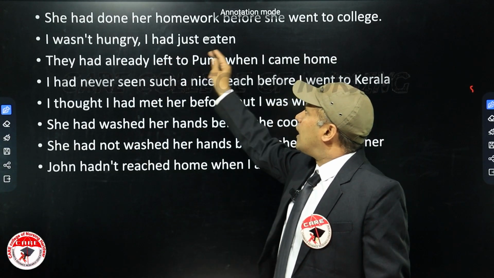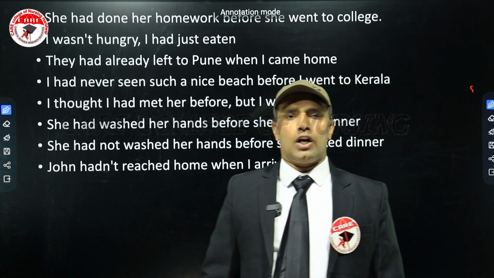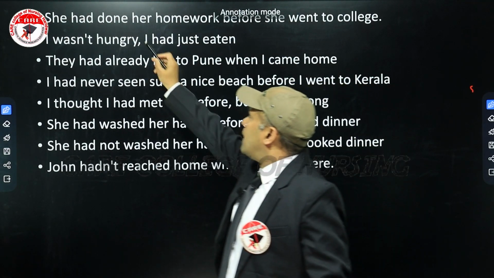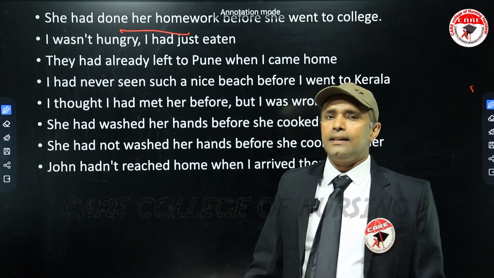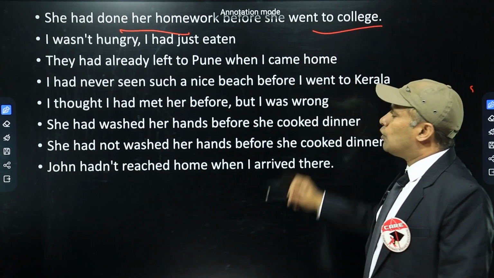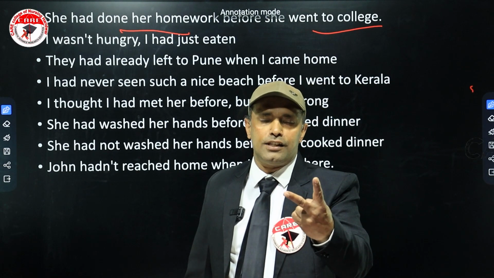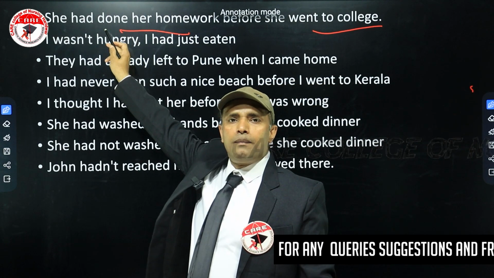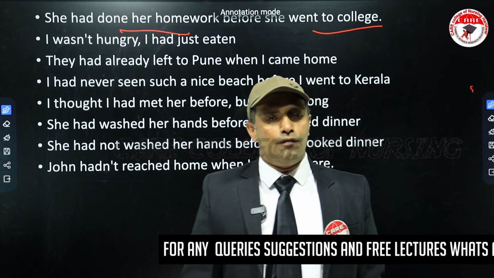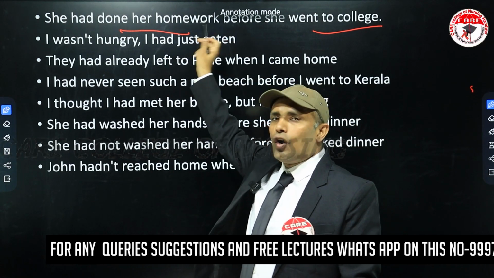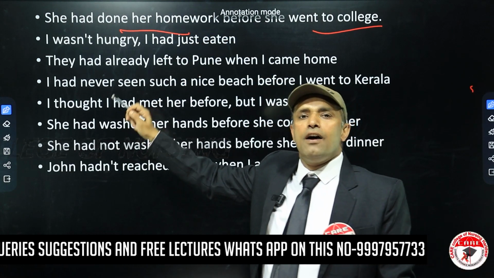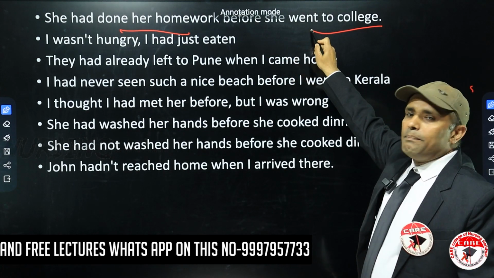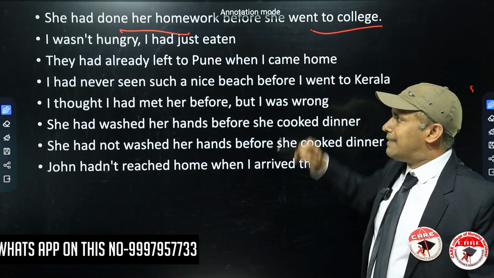She had done her homework before she went to college. Two actions are there. One, done the homework, then she went to college. दोनों past tense में है, but one happened before the other one. So what is the first verb? She had done the homework. So she had done the homework should be in past perfect tense, followed by simple past. She went to college. That's the structure.